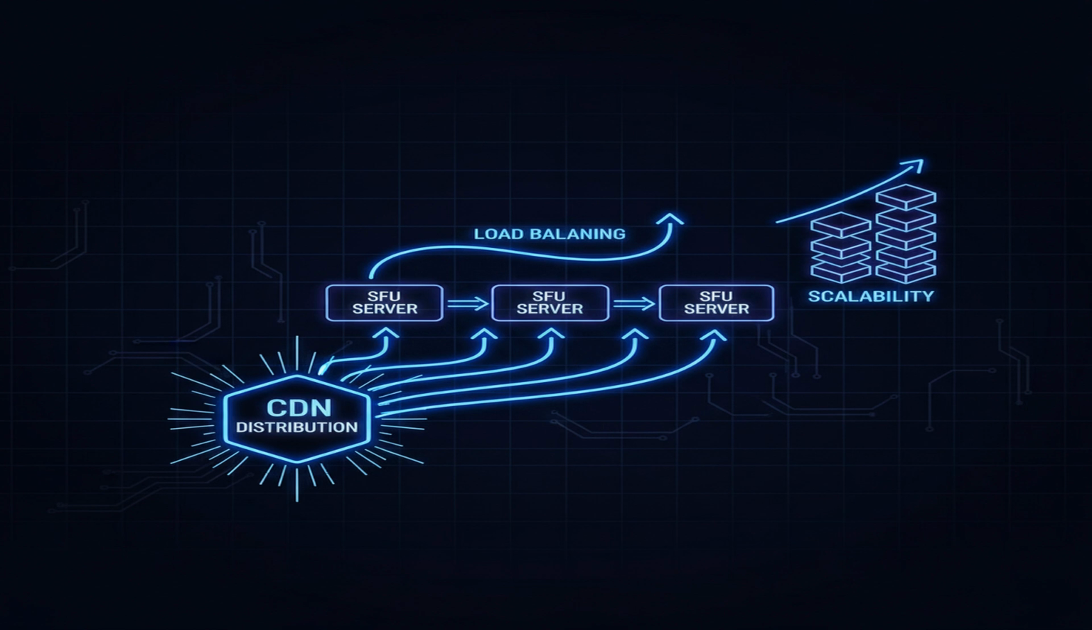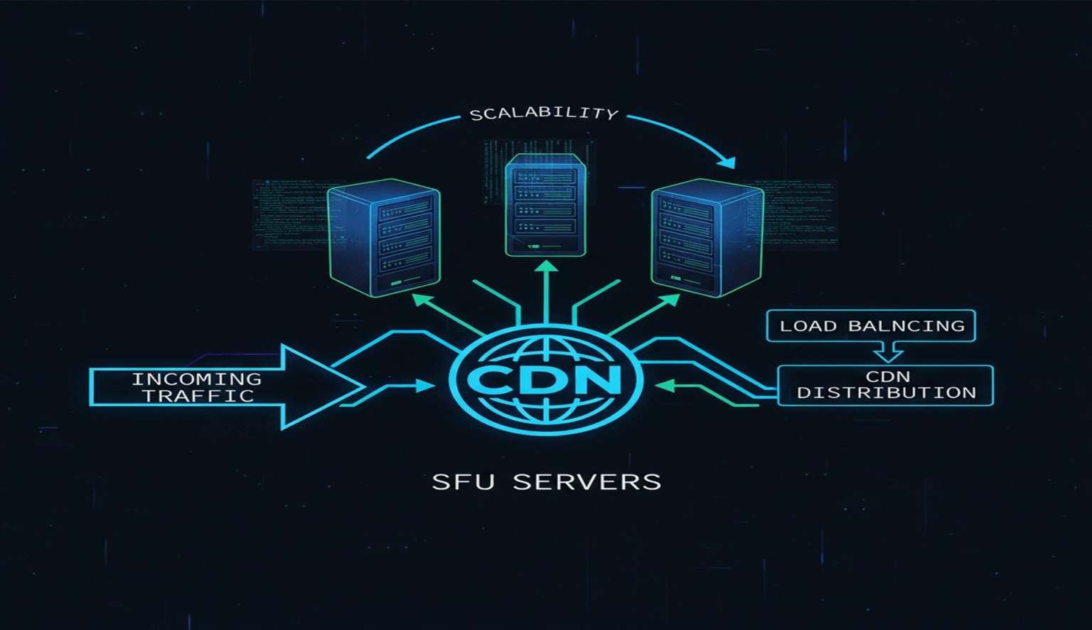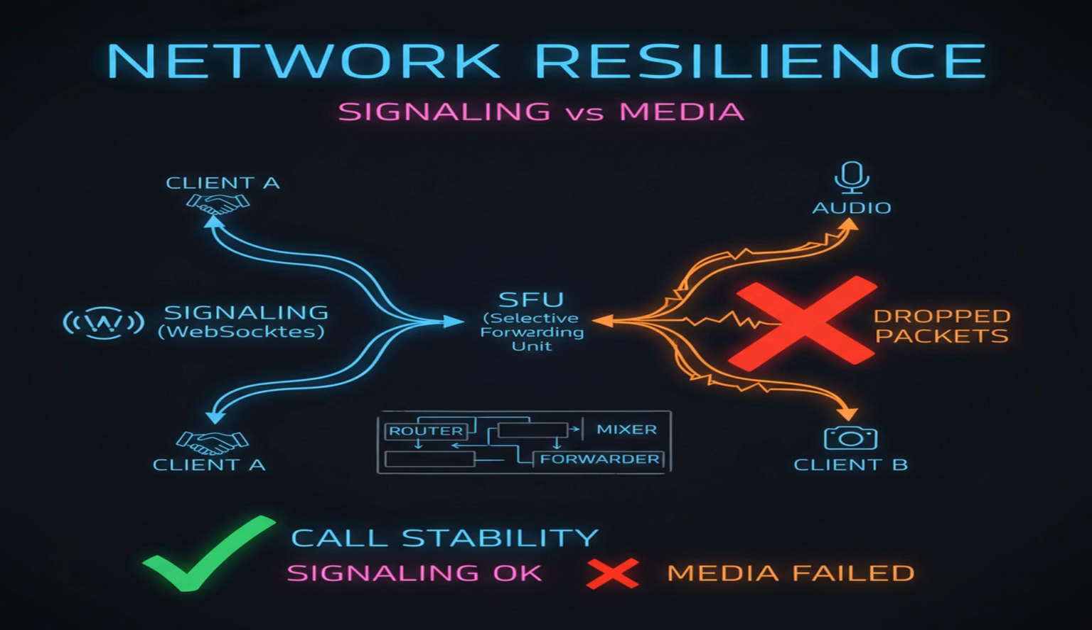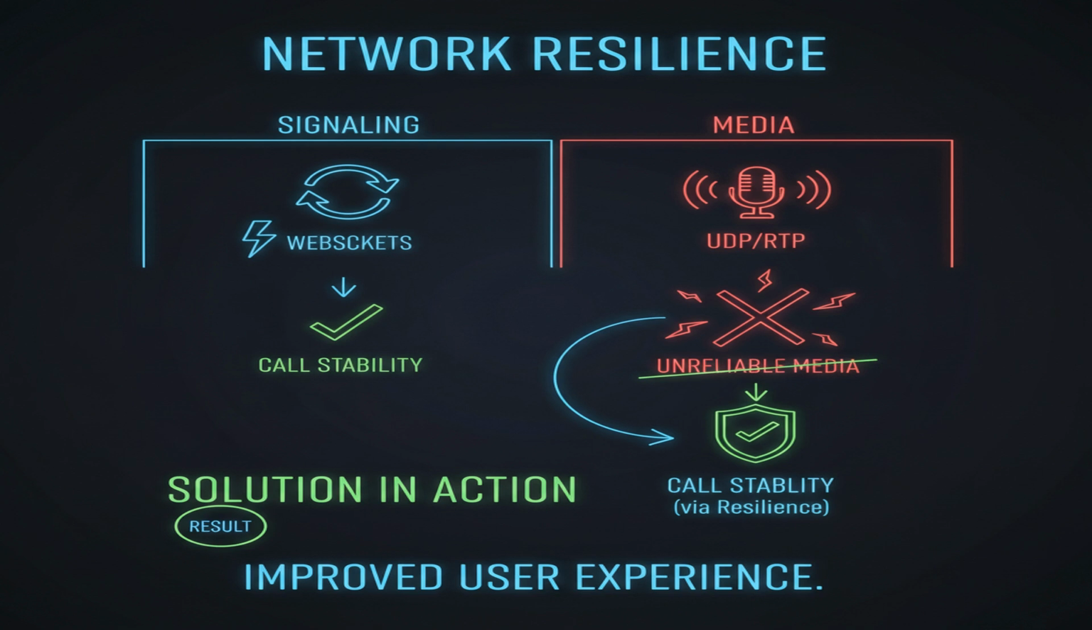This maximizes the experience for each user, optimizing client CPU. SFU architecture balances client CPU and server bandwidth. However, what happens when the SFU server itself becomes overloaded?